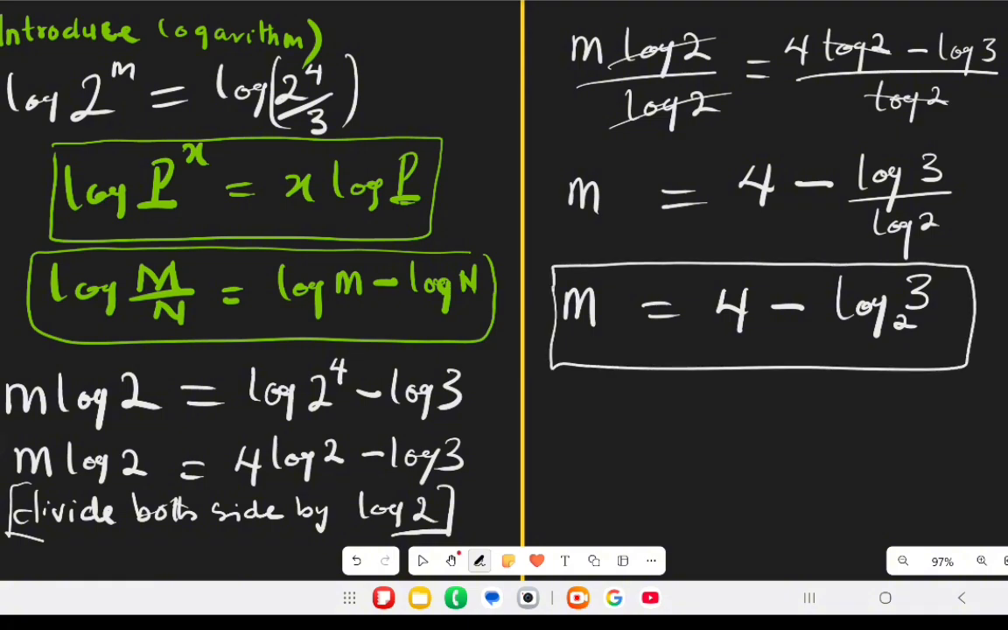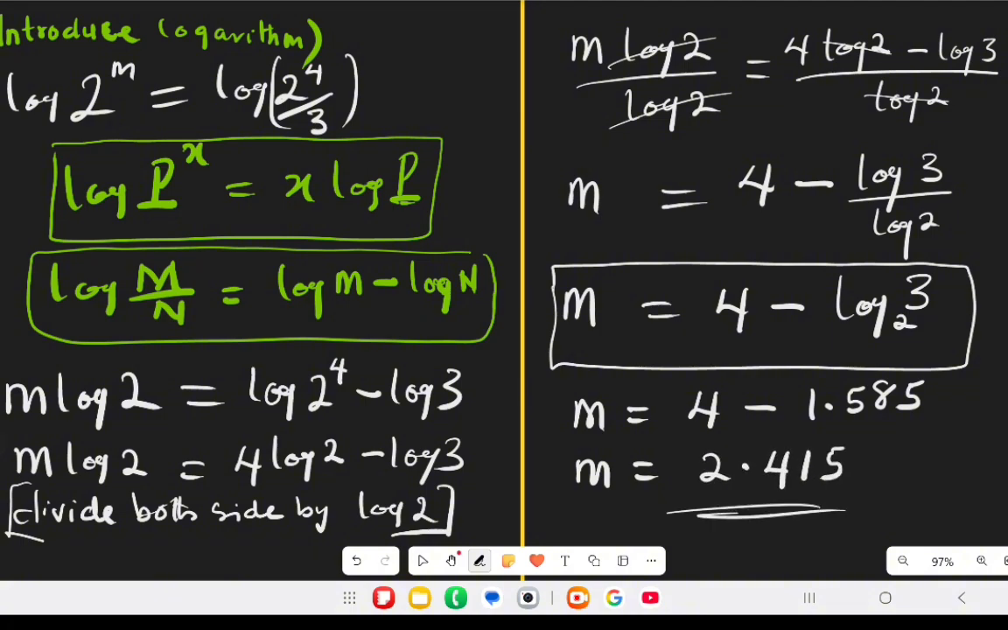Then if we continue to make it a number, n will be equal to 4 minus log 3 over log 2. When you use a calculator, you will have 1.585. n is equal to 4 minus 1.585, which will give us 2.415 as the answer in four figures.